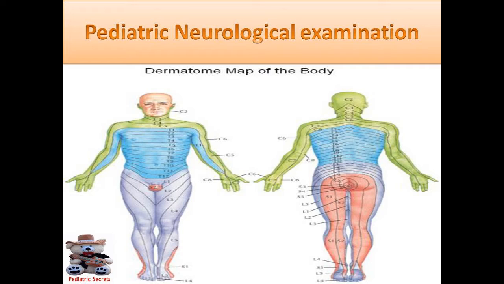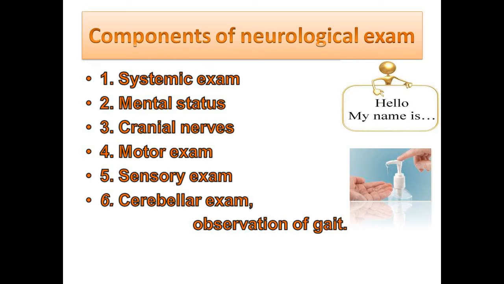In this video, we will demonstrate an approach to examination that will highlight key techniques and allow you to feel comfortable examining children with neurologic concerns. There are 6 components of a neurologic exam that we will review. These are the systemic exam, mental status, cranial nerves, the motor exam, the sensory exam, and the cerebellar exam, including observation of gait. How much time and detail is dedicated to each area varies with the presenting complaint.